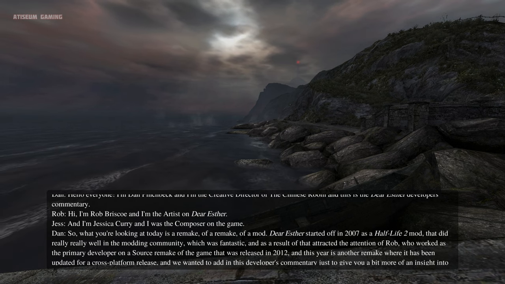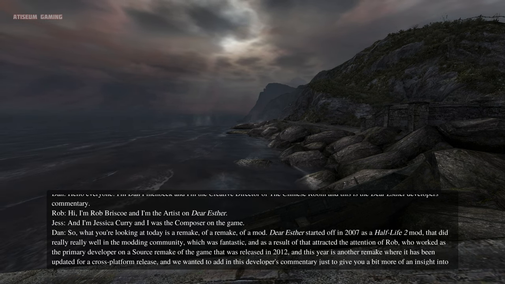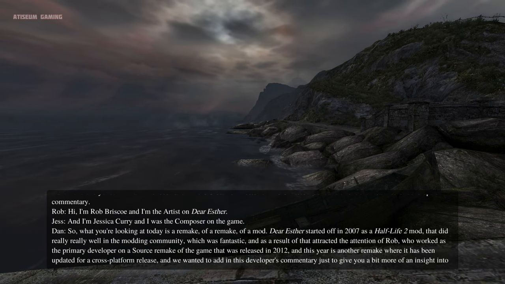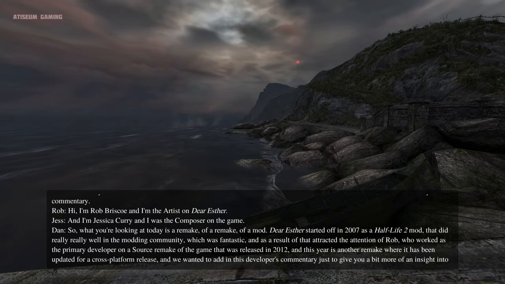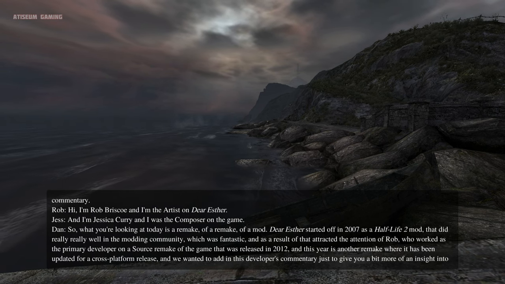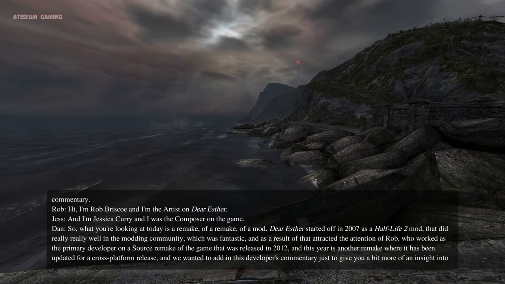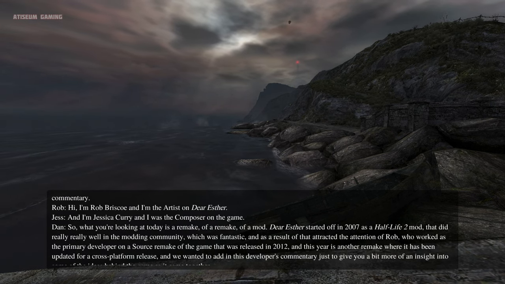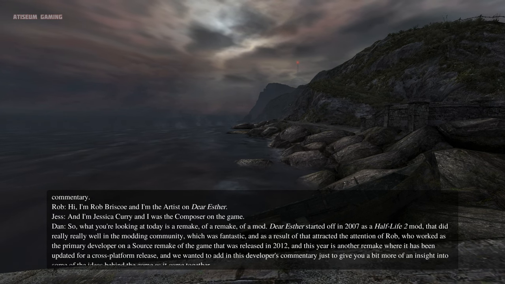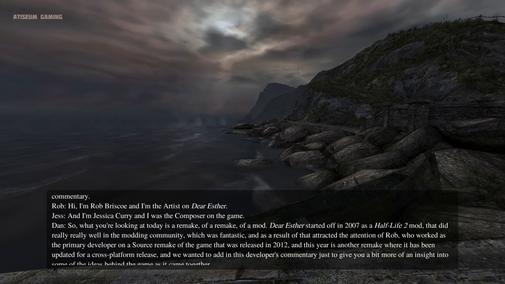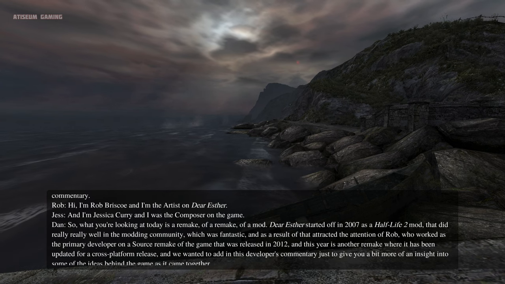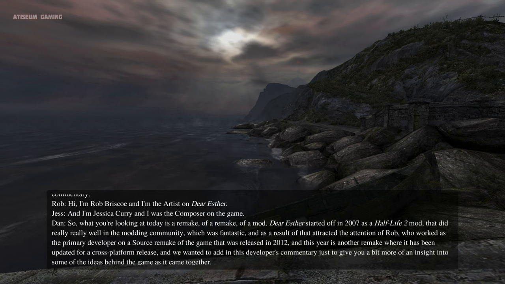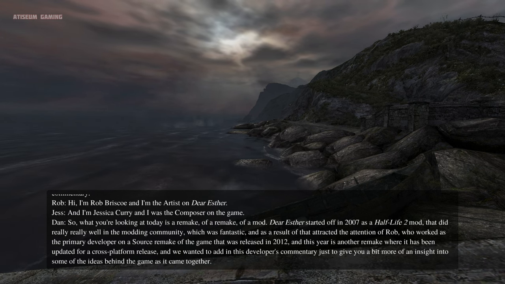So what you're looking at today is a remake of a remake of a mod. Dear Esther started off in 2007 as a Half-Life 2 mod that did really, really well in the modding community, which was fantastic, and as a result of that attracted the attention of Rob, who worked as the primary developer on a source remake of the game that was released in 2012. And this year is another remake where it's been updated for a cross-platform release. And we wanted to add in this developer's commentary just to give you a bit more of an insight into some of the ideas behind the game as it came together.